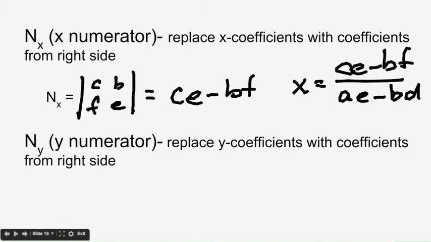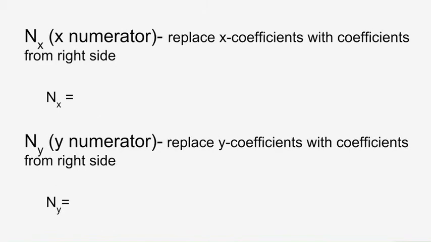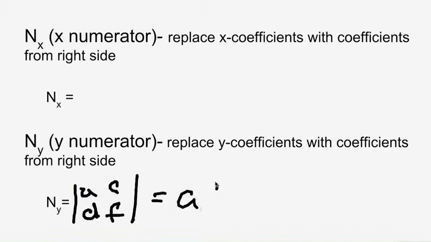And similarly, we can find NY by replacing the Y coefficients with the coefficients from the right side. So for NY, we'd go back to the denominator matrix, but replace the Y coefficients, the ones on the right-hand side of the matrix, with the coefficients from the real right-hand side of the equations. So we would have A, D, and then C, F, which would then simplify to AF minus CD.